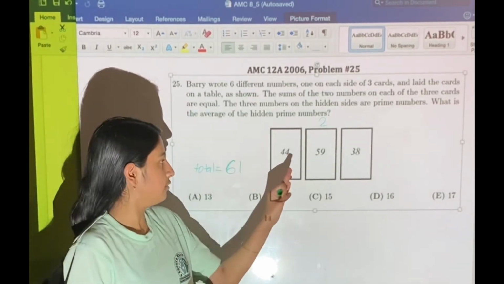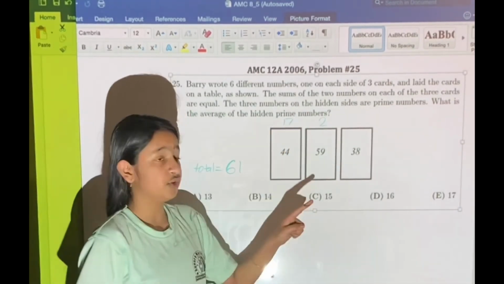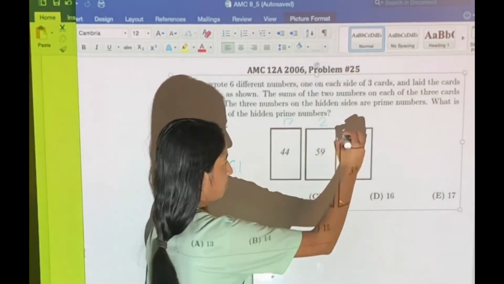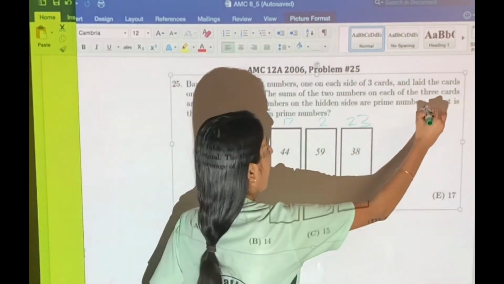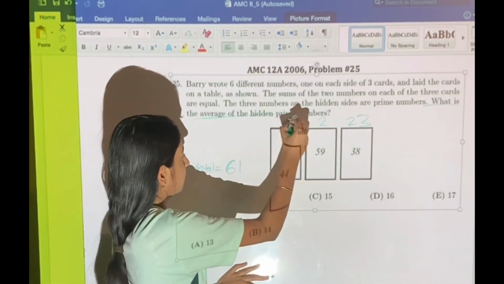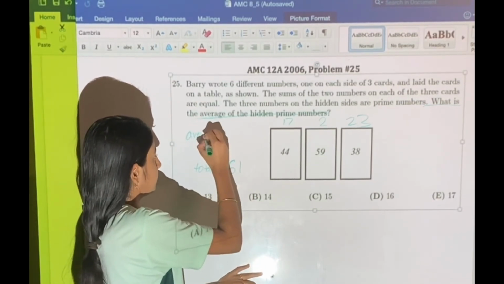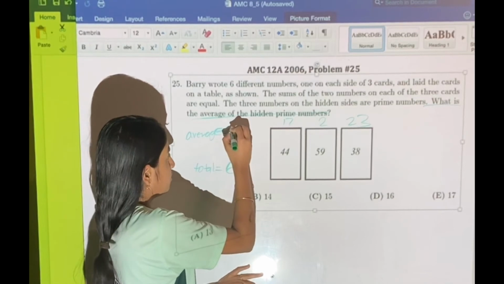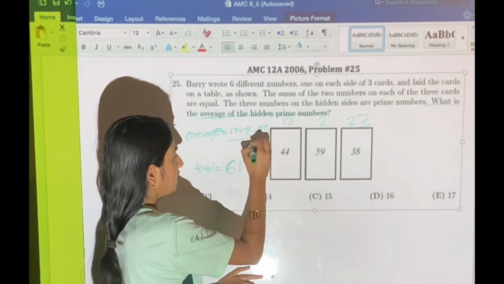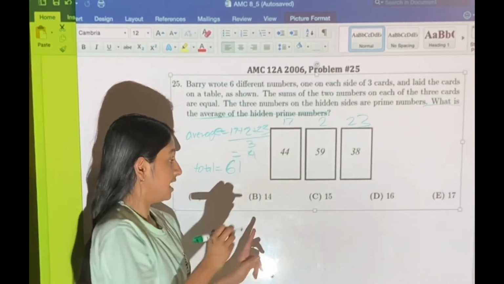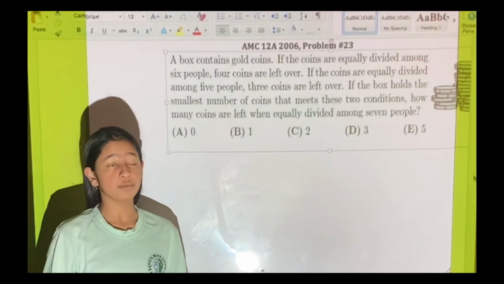So that means 44 has to be 17, which is prime, and 38 has to be 23, which is also prime, to get 61. And it's asking, what is the average of the hidden prime numbers? So average is equal to 17 plus 2 plus 23 over 3, which is equivalent to 14, and over here B is 14. Next problem, we're almost done.